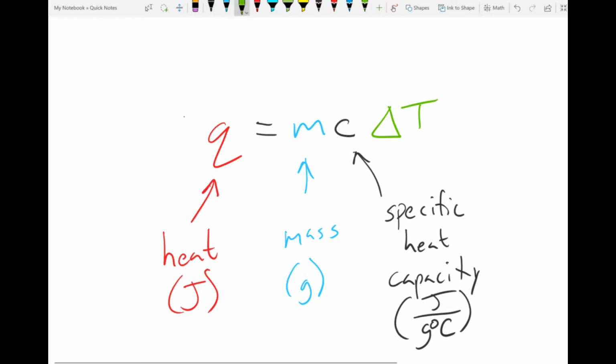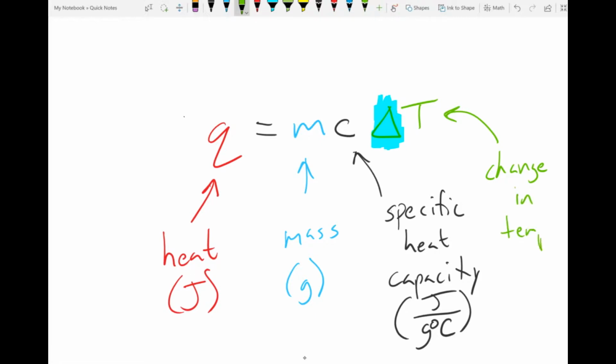All right, now the last one. This is change in temperature. So delta means change in, and by delta I'm referring to this triangle thing. That's the delta. Okay, so delta T refers to change in temperature, which means you're probably going to want to know either the starting point of your temperature and the final point, or maybe you'll get lucky and they'll straight up just give you whatever the change in temperature is.